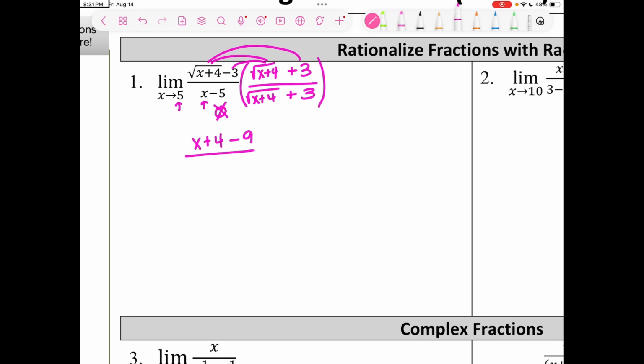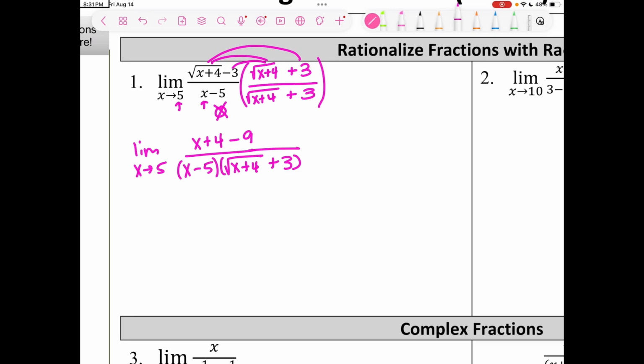For the denominator, we're going to end up with something a little weird, so I'm actually just going to leave them as 2 separate binomials for now. I'm going to leave it as x minus 5 multiplied by the square root of x plus 4 plus 3. I'm going to leave it that way because I might not need to simplify it at all. So let's take a look. That's still a limit as x goes to 5. Okay, so make sure that you write that as well.